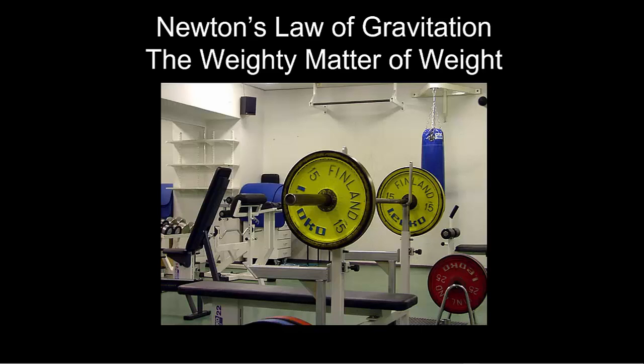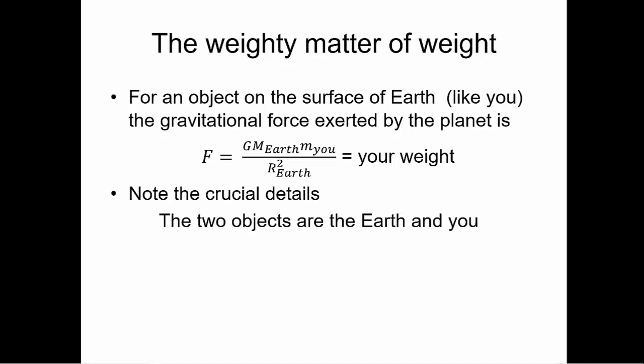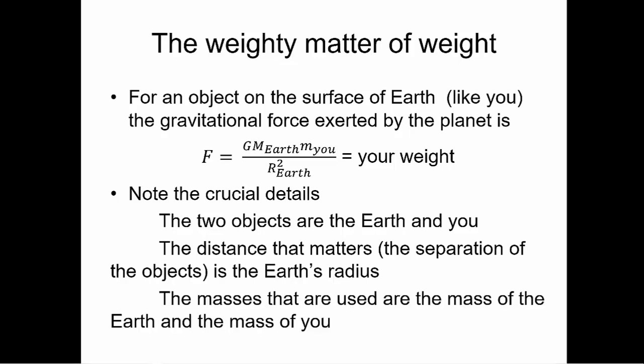This will be a short video about weight and how it can be different in different places. For an object on the surface of the Earth, that object could be you, the gravitational force exerted by the planet is... there's our standard gravitational force equation. Now, the crucial details: the two objects are the Earth and you. The distance that matters is the Earth's radius. And we use the mass of the Earth and the mass of you.